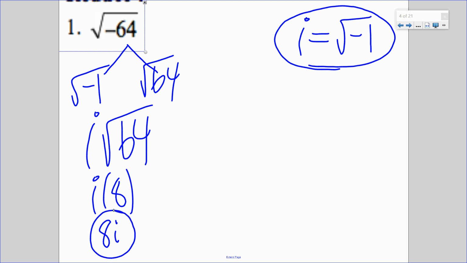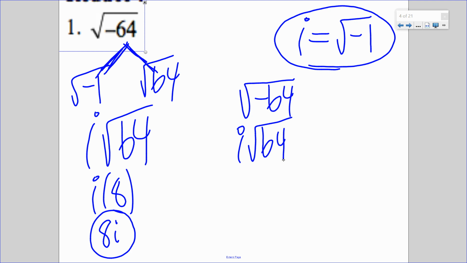Now, I don't need you doing this first step this way. When you're doing this, here's what I want to see moving forward. Basically, to get rid of a negative that's inside a radical, it comes outside and becomes an i. From there, again, you proceed however you would. Radical 64 is 8, so my answer is 8i. So to get rid of a negative inside of a radical, you bring it outside, you make it an i.